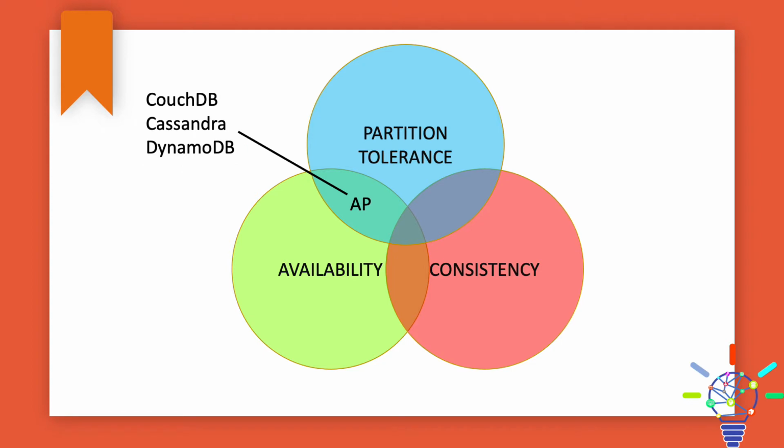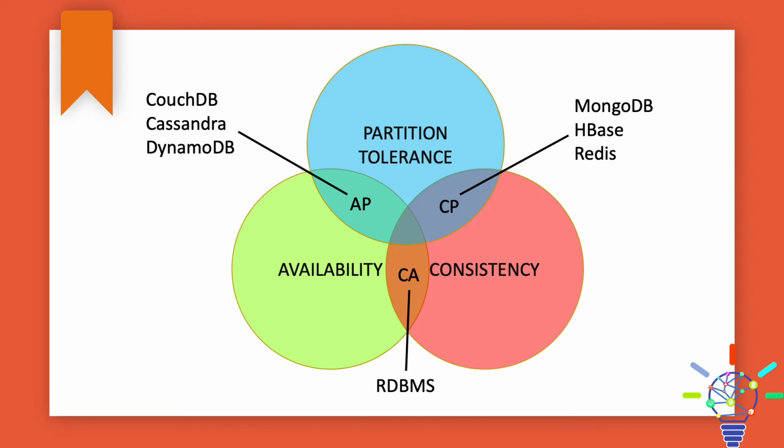CouchDB, Cassandra, and DynamoDB are some of the examples of AP databases. MongoDB, HBase and Redis are types of CP storages. RDBMS are examples of CA databases. No system can achieve all the three properties at the same time.